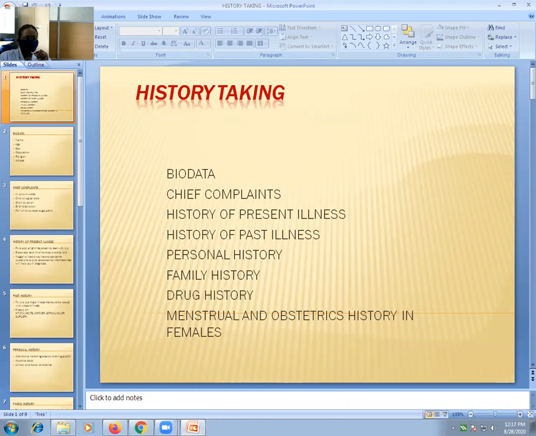In the long case there is proper history taking of the patient, general examination and systemic examination. And for the short case there is only general examination and systemic examination. So there is no history taking for the short case, only the examination part, and no writing work in the exam for the short case. But for the long case you have to write the history and examination points.